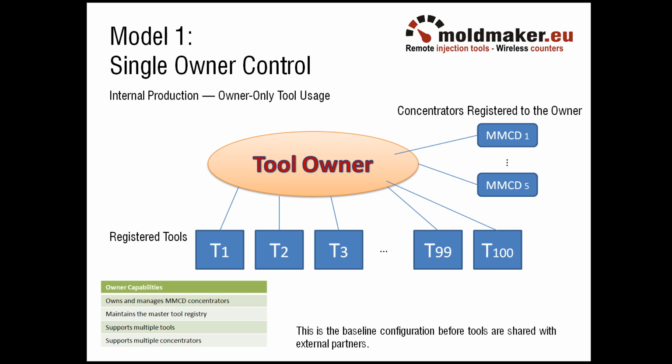Information about the tool is usually scattered across different places. Some information may exist in the ERP system, some in Excel files, and some only in operator notes. The solution is automatic registration of tool usage with MoldMaker System, which collects production data directly from the machines.